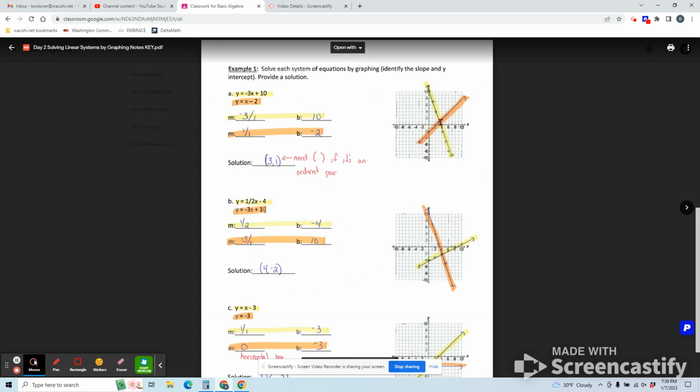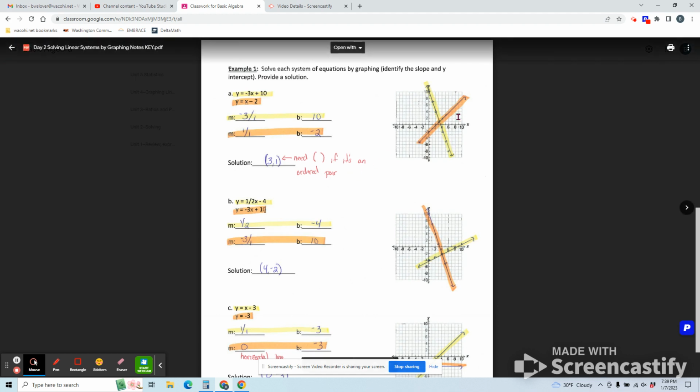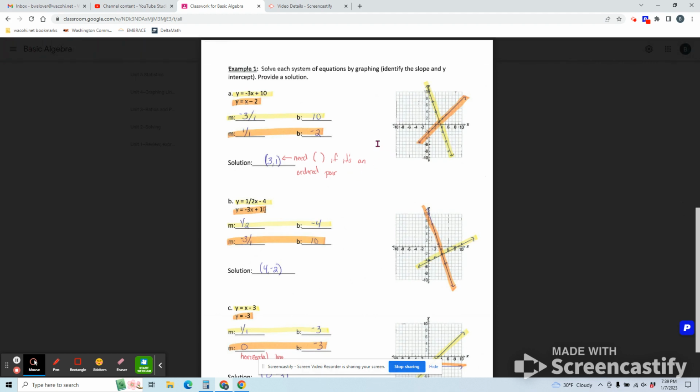And eventually, the 2 lines do intersect. They intersect at 3, 1. So I have one solution, and they're intersecting at 3, 1. This needs to be an ordered pair because they do intersect. Anytime you have one solution, which we have one solution, it will be an ordered pair.